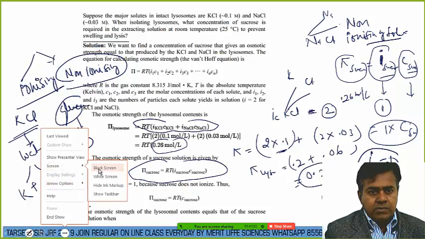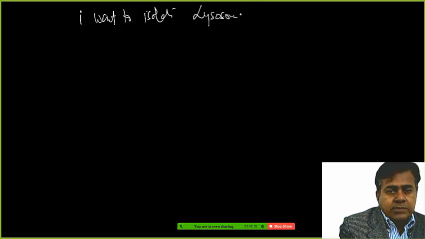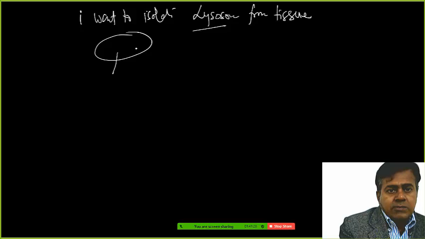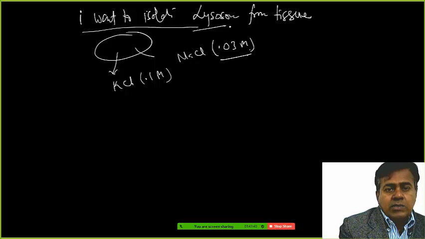So now I can design the question again. What is the question? Suppose I want to isolate lysosome from cells, lysosome from tissue, correct? And this lysosome has an internal environment made up of two salts, that is KCl 0.1 molar and NaCl 0.03 molar, right? Now I want to isolate lysosome from tissue.